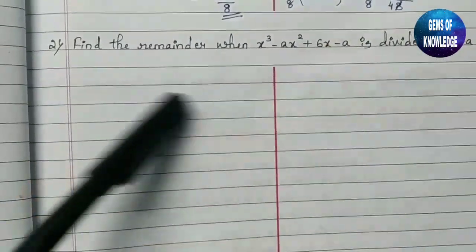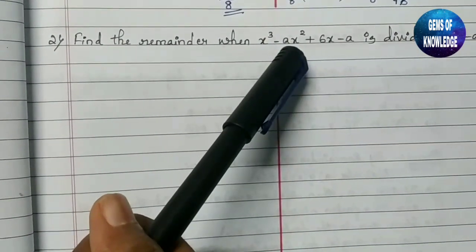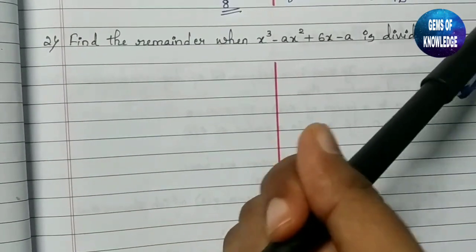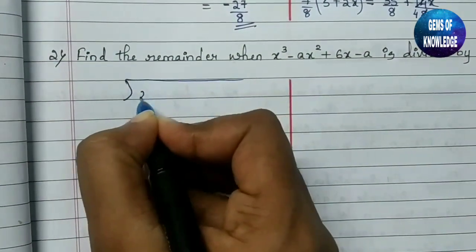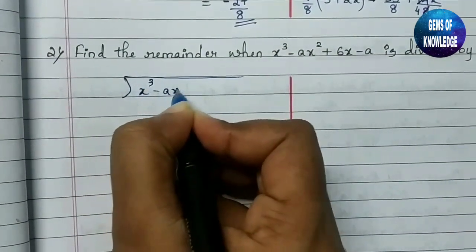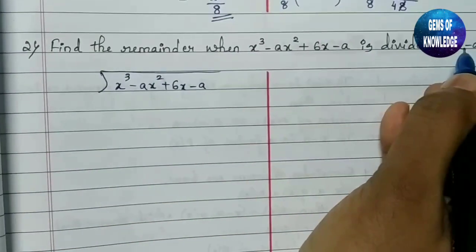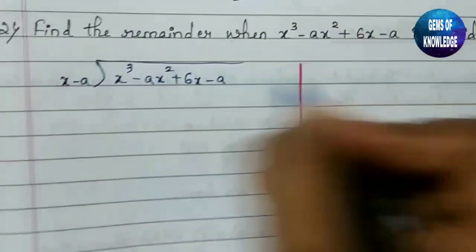Okay, so moving on to the second question here. Find the remainder when x cube minus ax square plus 6x minus a is divided by x minus a. So this term, x cube minus ax square plus 6x minus a, must be divided by this x minus a. Okay, so the same thing we need to do here.